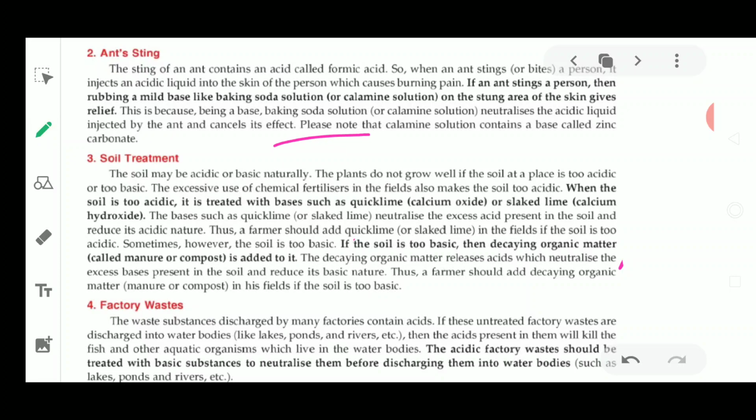Now we are going to study soil treatment. Is it necessary to treat the soil also, what is the purpose of soil treatment, and why are we going to treat this soil? You know that plants cannot grow without soil. Everybody knows this. Why can plants not grow without soil? Because soil is one of the most important ingredients for plants to grow.